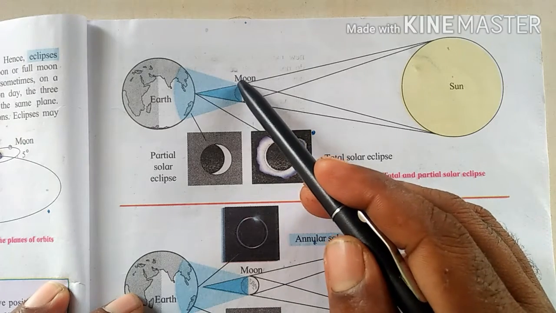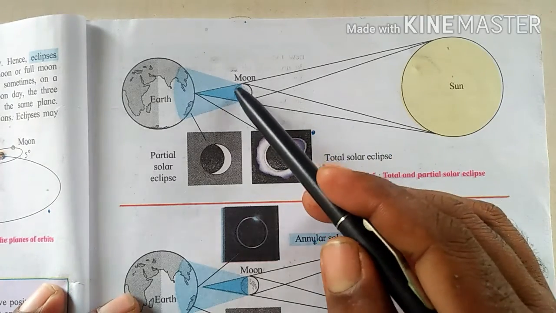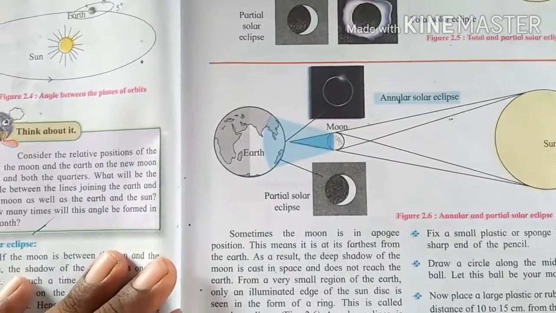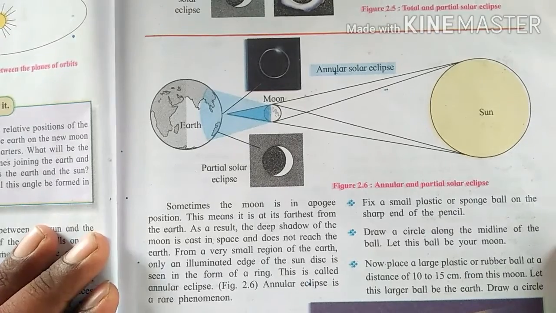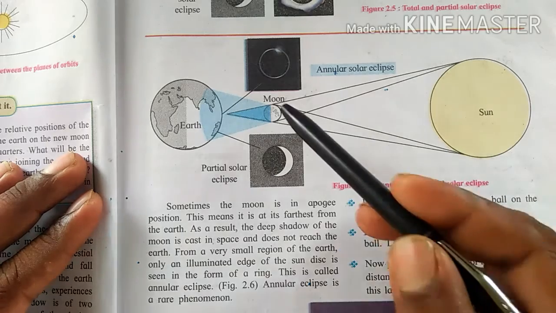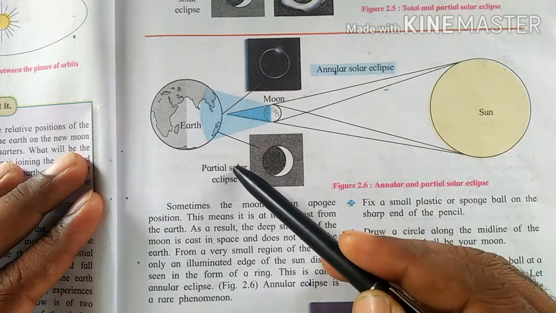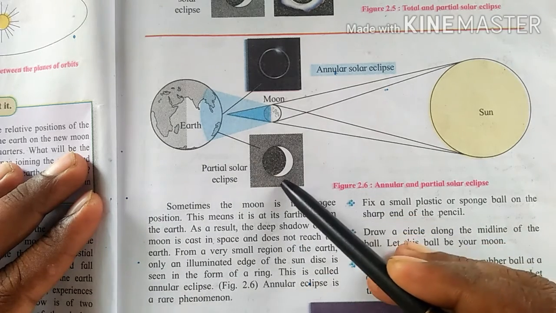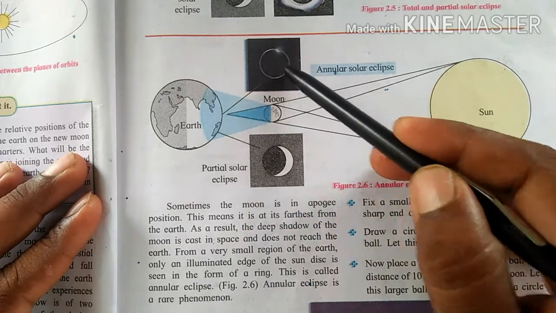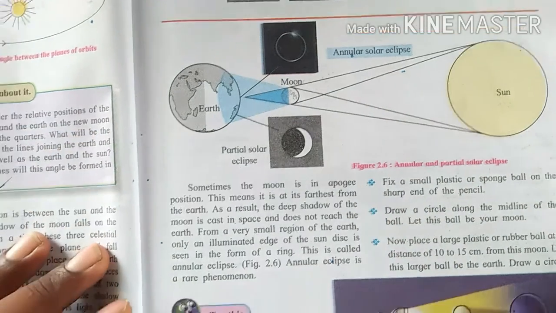Now here you can see only half part of the moon is under shadow and another part is in light. So the same effect falls on the earth also. That is why here you can see annular and partial solar eclipse. Annular means ring-like. Here you can see the sun, moon and the earth are in a straight line. Here also in the partial solar eclipse we can see only some part of the sun. And here you can see annular solar eclipse. Now we will study in detail.